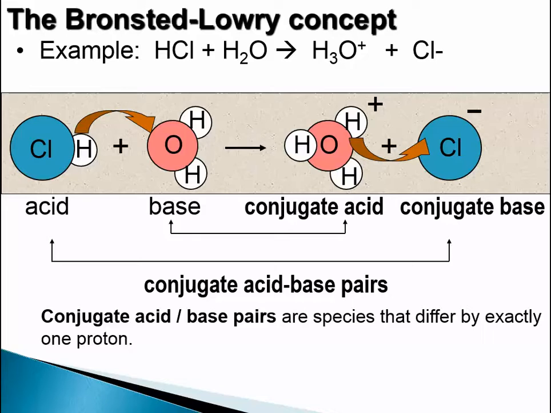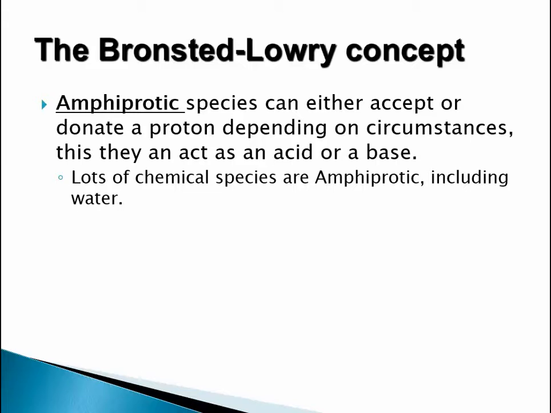Now, this is one of the core concepts of the Bronsted-Lowry thing, so we're going to spend some time definitely talking about this. I know it can be confusing at first. We'll go back to it in a minute, but I wanted to throw this definition here, amphiprotic. Amphiprotic are species that can accept or donate a proton depending on the circumstances.